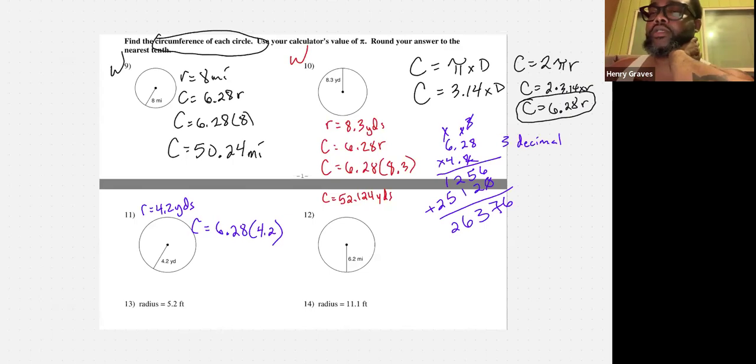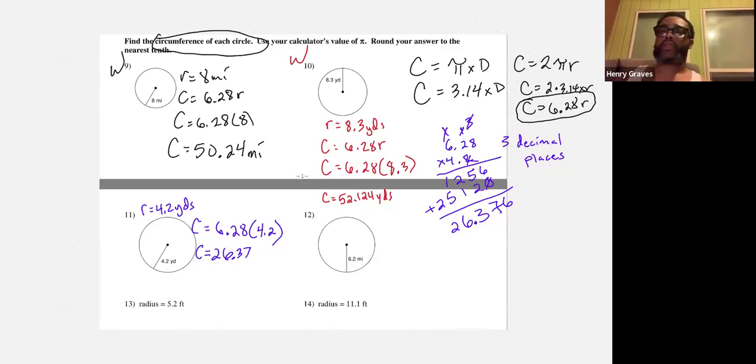So my circumference is going to be 26,376 yards. Again, did the calculator agree with me? I think so. Yes, it did. That is correct.